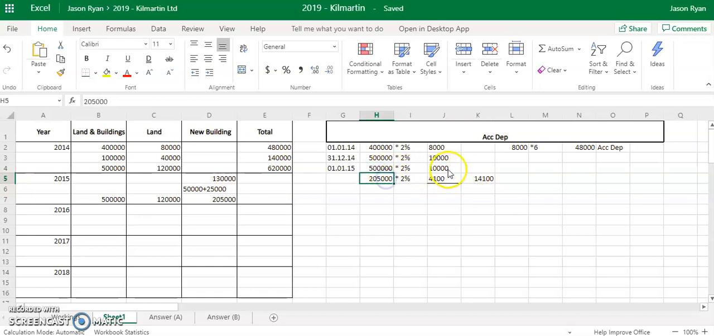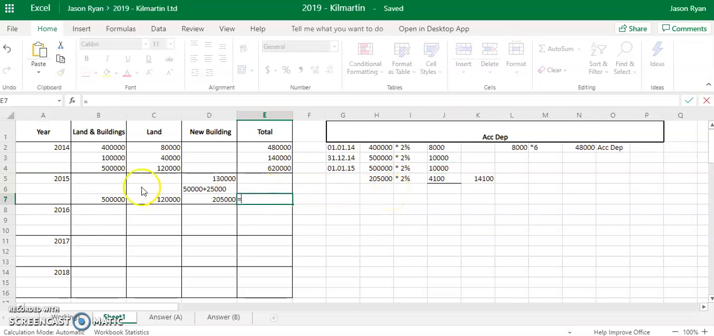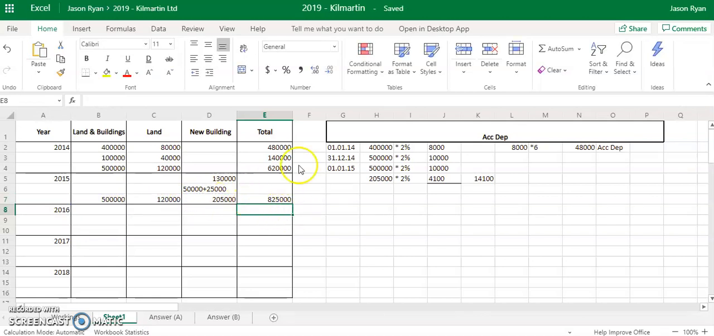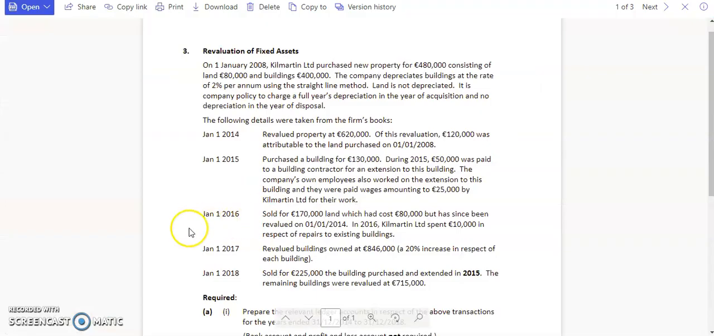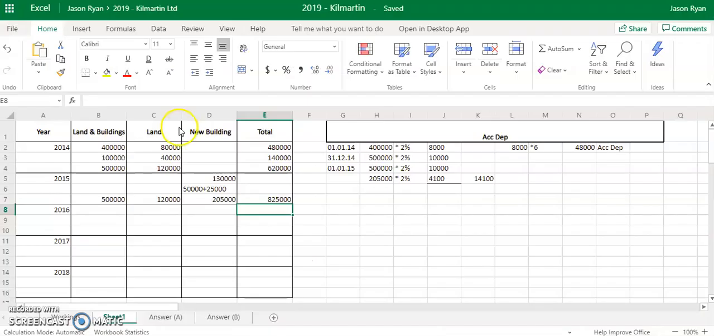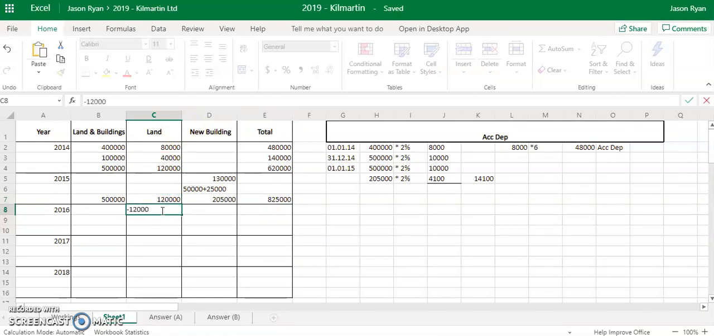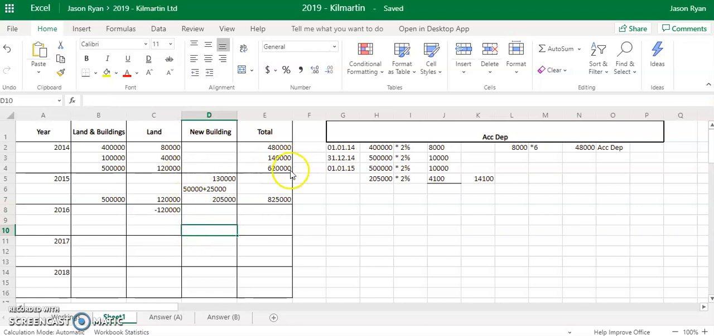Now we separate them because later on we're going to sell one of these. So we're going to find out what the depreciation is for that building. So instead of having the total and getting the total depreciation for everything, we're going to separate and just get them individually. So our total balance, when we come to do our land and buildings account, will be 825,000. So in 2016 then, they sold for 170,000 land which cost 80,000, but it has since been revalued on the 1st of the 1st, 2014. So this land that we have here was revalued, so that figure we're going to reduce by 120,000. So you're going to open up your disposal account.